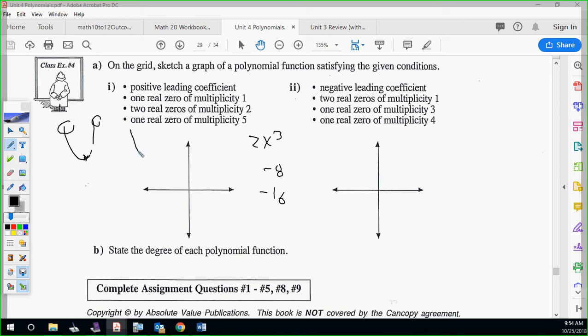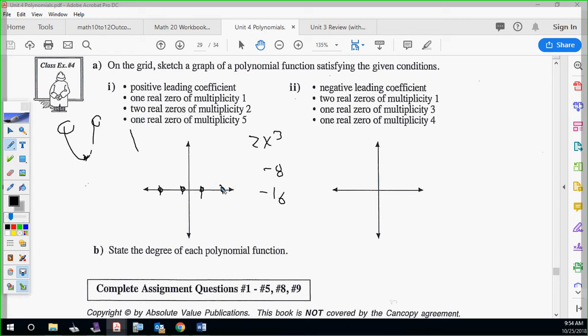So let's get our zeros. We have 1 real 0. Let's do this one. Let's do 2 real zeros, multiplicity of 2. So that means here and here, I guess. And then 1 real 0, multiplicity of 5. Okay?